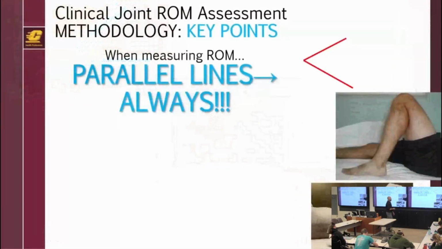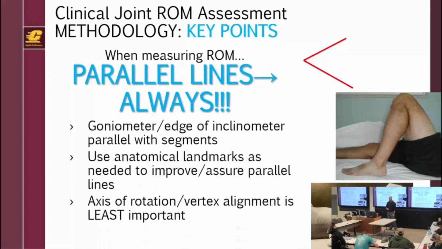So the big take home with measuring range of motion is you have to have parallel lines. The arms of your goniometer have to be parallel to the segments that you're measuring. That is number one. Like number one, always, for it to be an accurate measurement, your arms have to be parallel. Now, if you're having a hard time or you're not confident that the arms of your goni are parallel, what could you do?